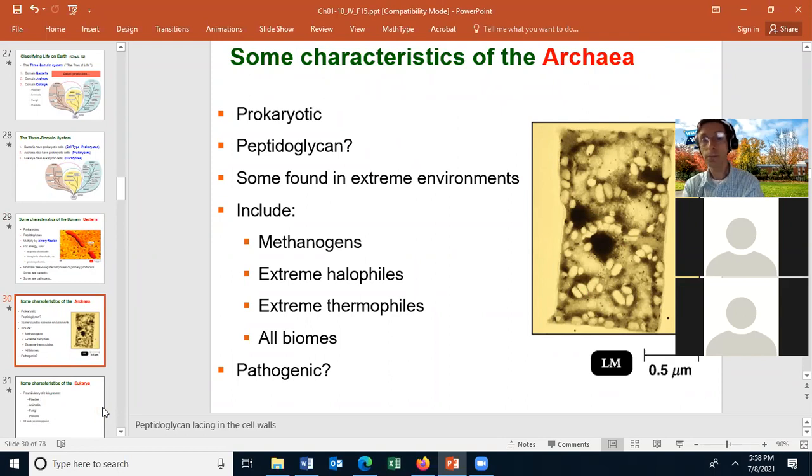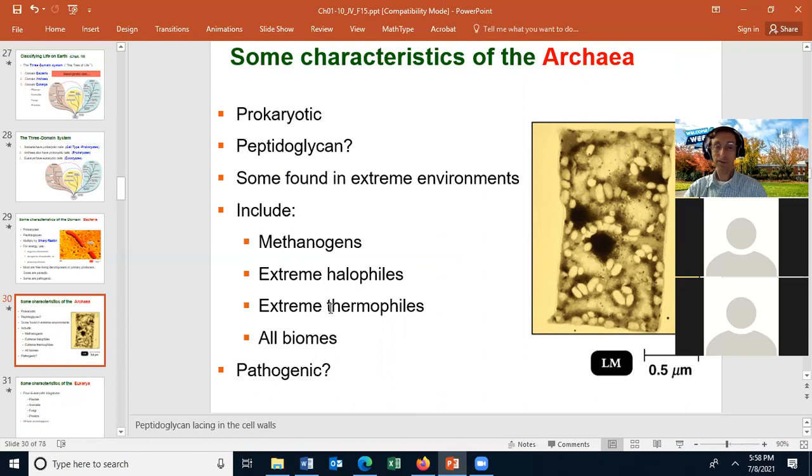They have the cell type prokaryotes, so they have prokaryotic cells. They do not generally have peptidoglycan in their cell wall. So the archaea do not have peptidoglycan. Some of the archaea are found in extreme environments, like where there's methane, and we call those methanogens. Some of them live where there's extreme salt concentrations, and that we call halophile. Halo meaning salt, phile meaning lover, so lover of salt.